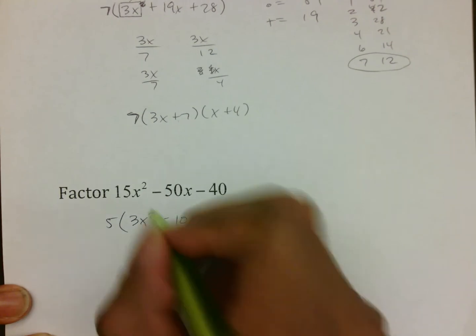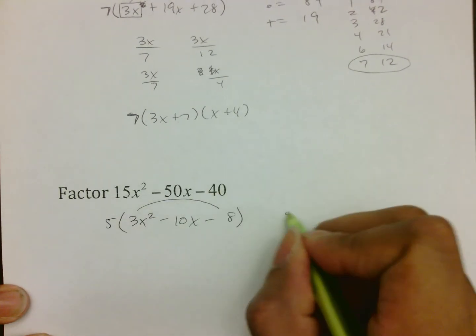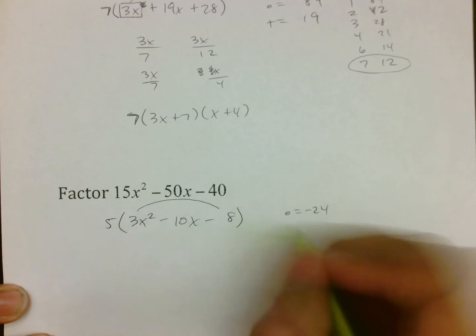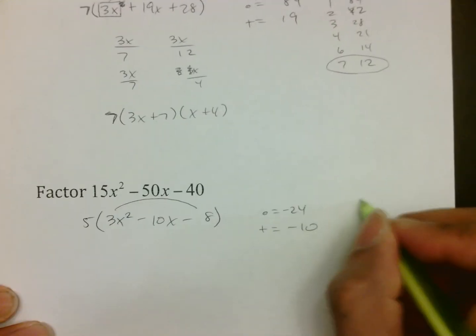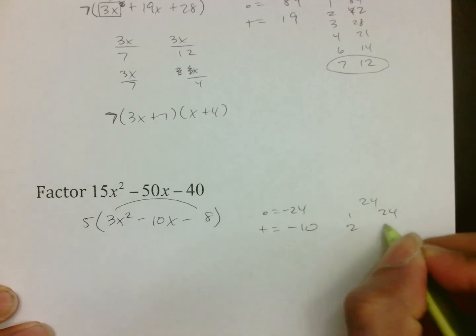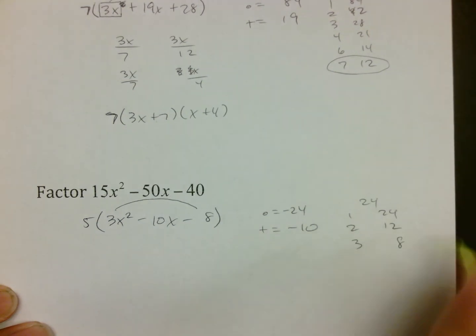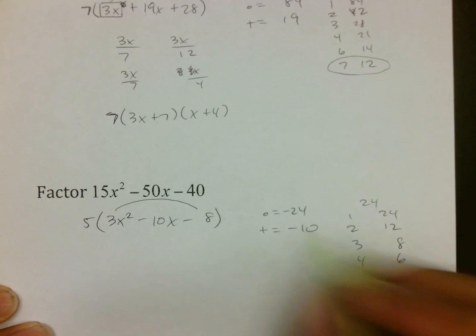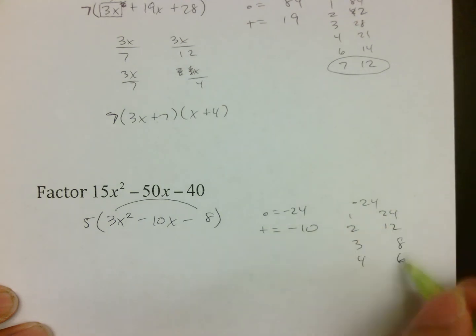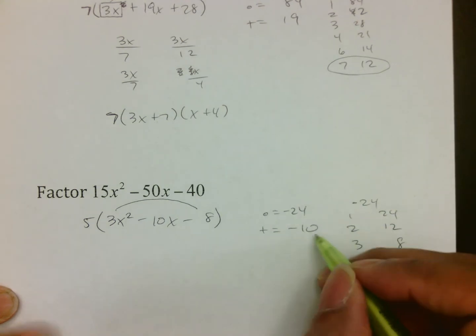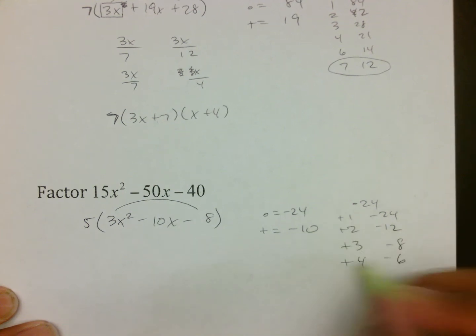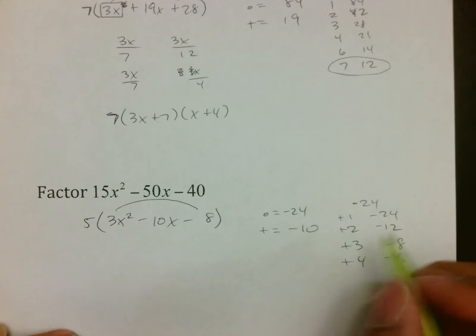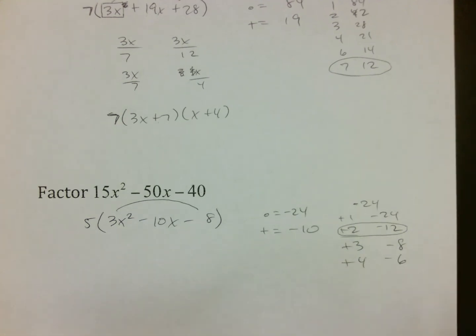And now since this is much more simple, I can now factor this to look for numbers that multiply to be negative 24 and add to be negative 10. And so I go to 24, 1 and 24, 2 and 12, 3 and 8, 4 and 6. Since it makes a negative 24, it means the signs are different. Since we want a negative 10, it means that my big side is negative. So therefore my small side is positive. And the ones that make negative 10 here are, excuse me, 2 and negative 12.